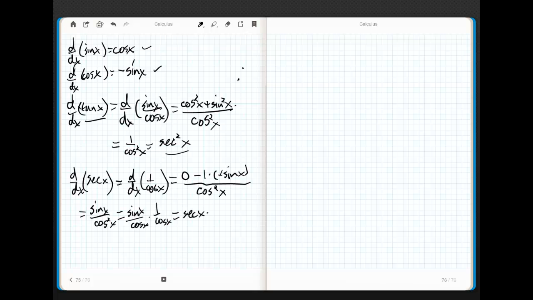That's secant x times tangent x. Oh, it's awesome, isn't it? So the derivative of secant x is secant x tangent x. Let's keep doing it. Let's let it ride. I'm going to get a little faster, though, right?